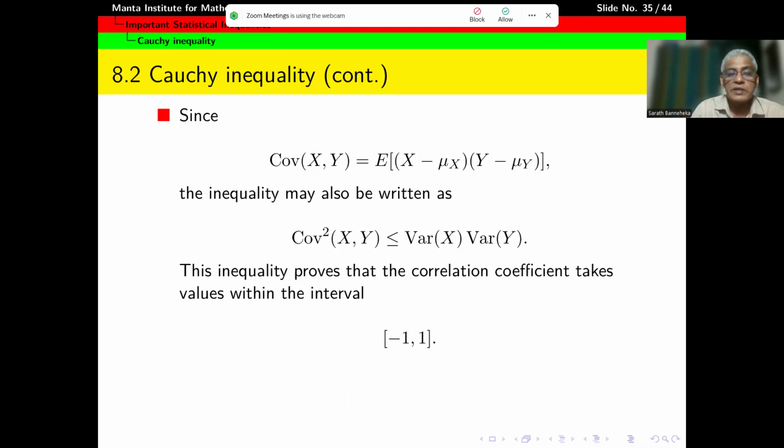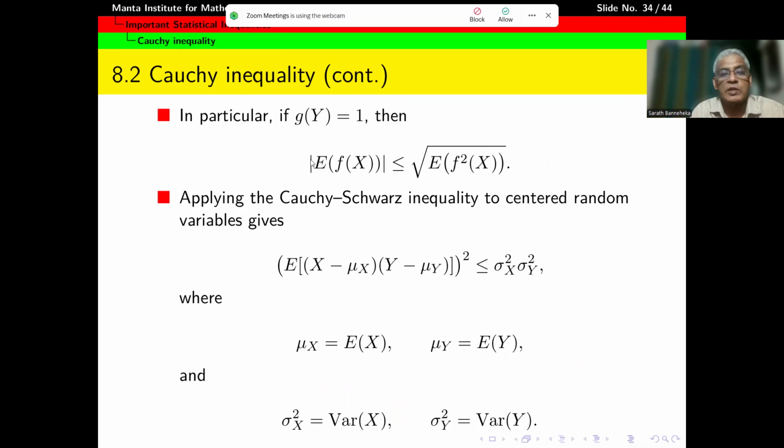So in that case, the equality will prevail. As you know, equality will prevail if the one variable that you considered, y, is alpha times another variable. In this case, the two variables that we considered were x minus mu x and y minus mu y, right? Therefore, y minus mu y should be equal to some constant times x minus mu x. That is the situation where equality prevails here.